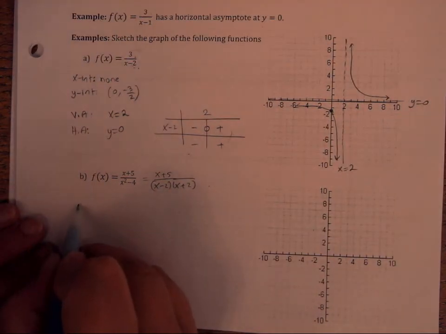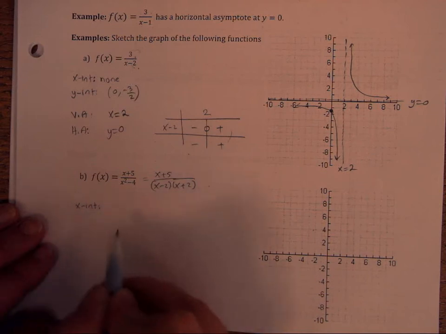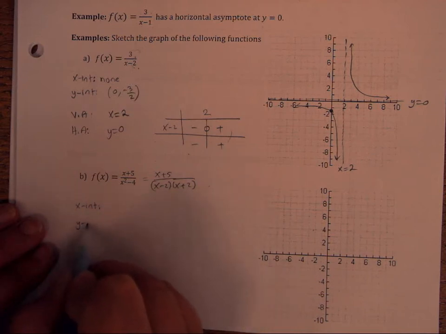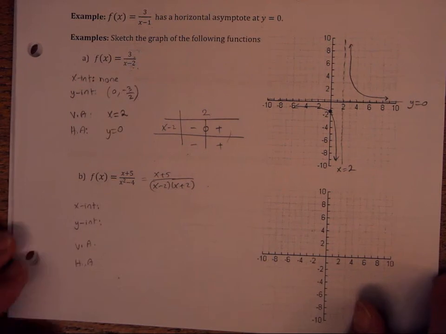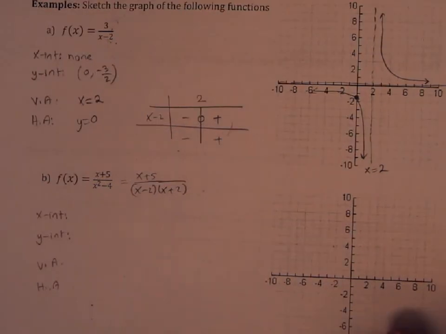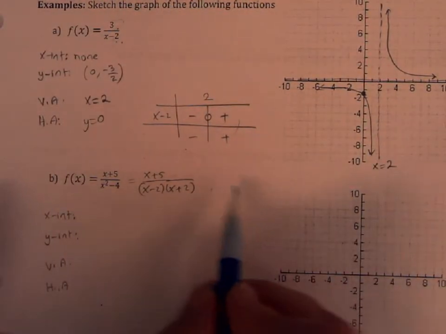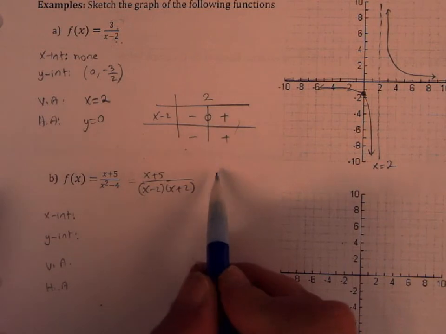Again, we need the same information. We need x-intercepts, y-intercept, vertical asymptote, and horizontal asymptote. X-intercept. So some of you may get confused. Maybe you may want to take a note.